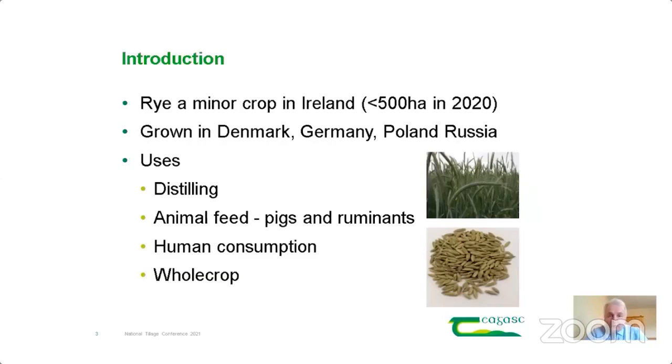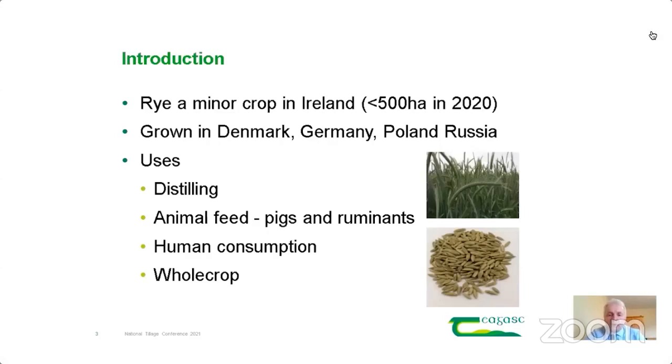But the crop was grown extensively in some other countries such as Denmark, Germany, Poland, and Russia. And it has a number of uses. I suppose the main use to date in Ireland has been in the distilling industry for making rye whiskey. That's still a small market, but hopefully it will increase over the coming years. But it can also be used in animal feed, particularly for pigs and ruminants.